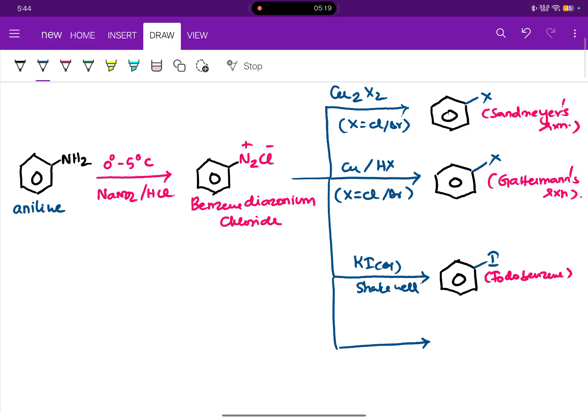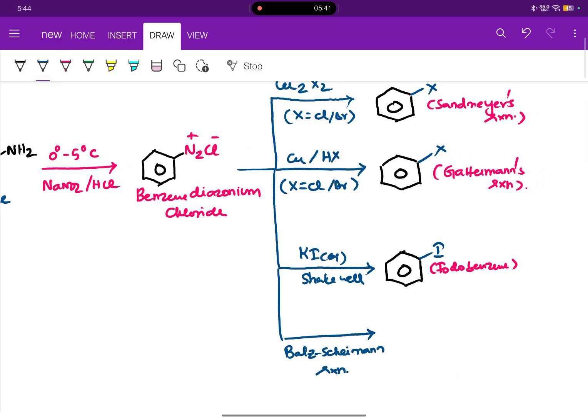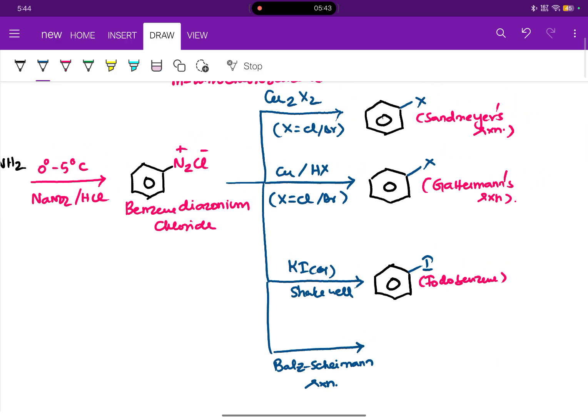So these are halobenzenes, either chloro or bromo. The last one is a very peculiar reaction. We call this the Balz-Schiemann reaction. This Balz-Schiemann reaction is used to prepare fluorobenzene. So for this, what am I supposed to do? I need to add HBF4.